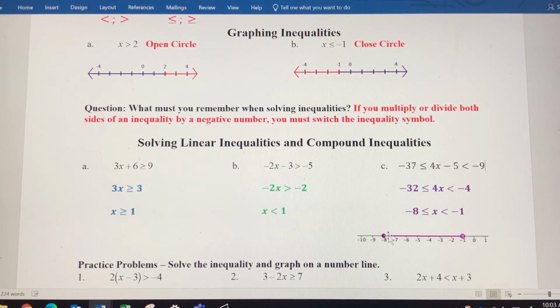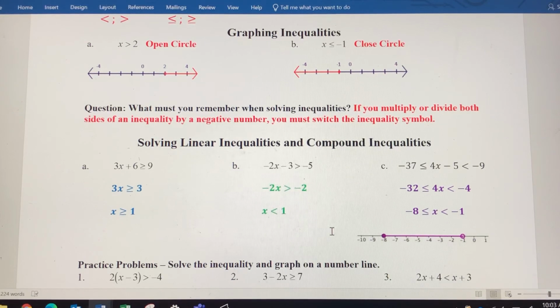So negative 7.5 would work. Negative 4.25 would be a solution. Negative 1.00001 would be a solution, okay? But negative 1 won't be a solution. Nothing to the right of negative 1 will be a solution. And nothing to the left of negative 8 will be a solution, okay?